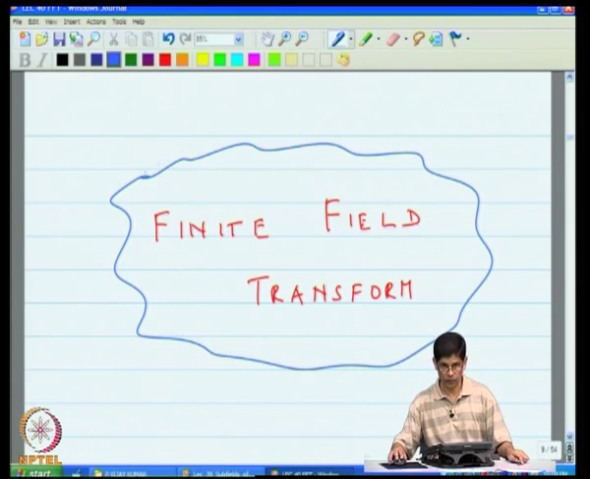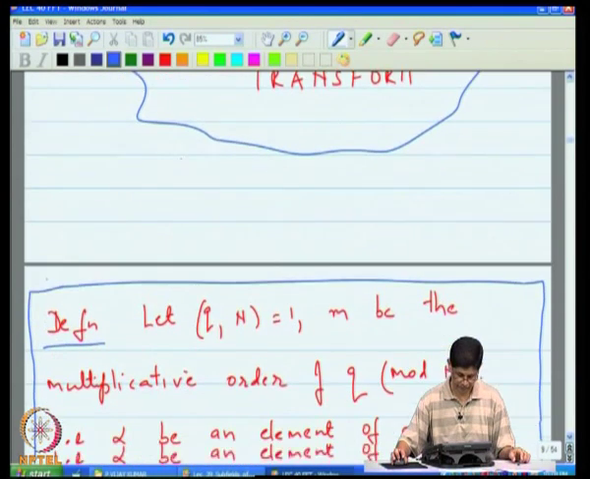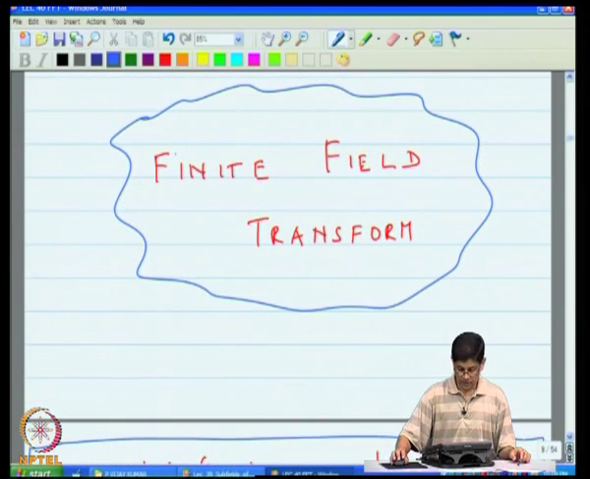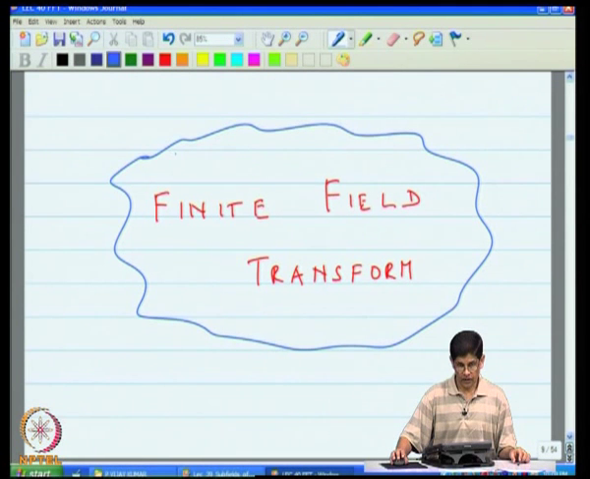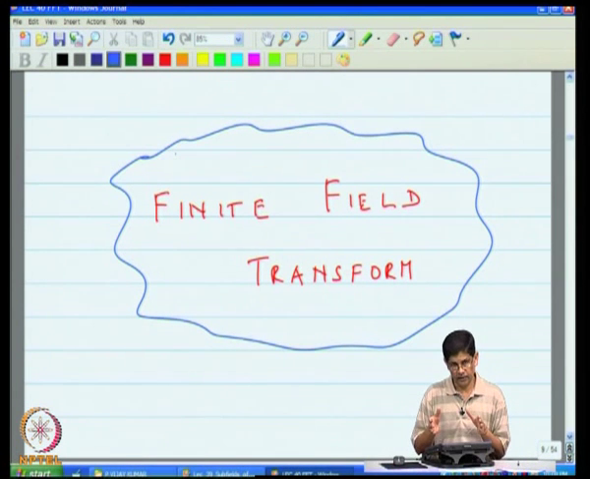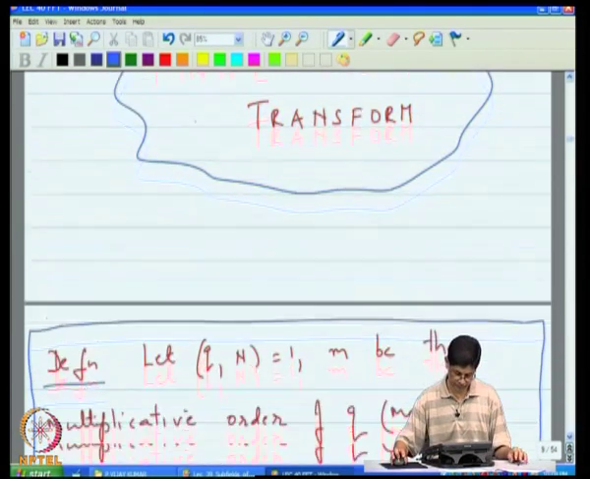Okay, so we are beginning a new topic, the finite field transform. Our previous topic was all about trying to find that element alpha, because in constructing the transform we will need this alpha.